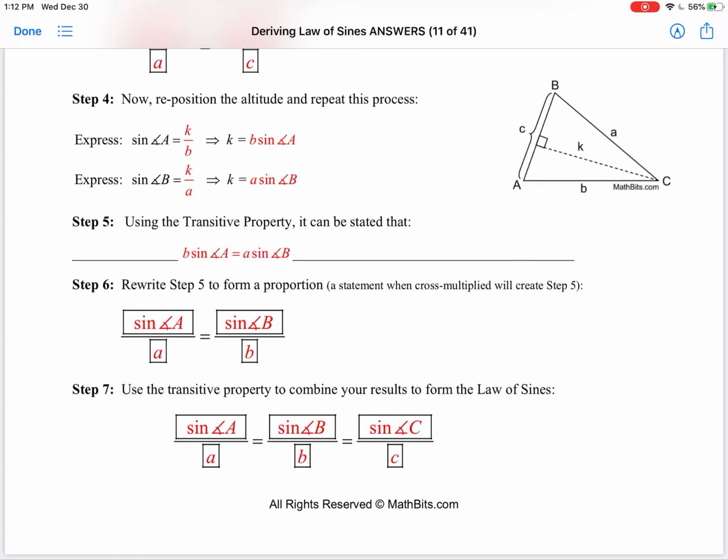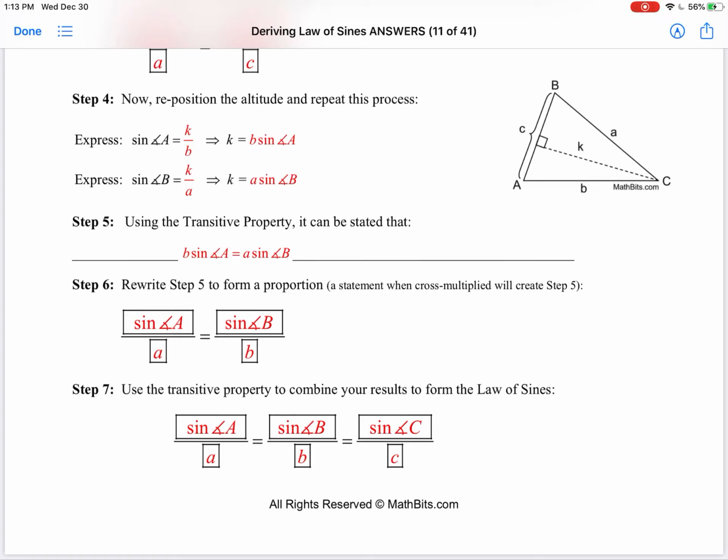Step 5, very similar to step 2 up above. Use the transitive property. Well, if we know K is equal to something and another K is equal to something else, we can set those both equal to each other. So we got B sine of angle A is equal to A sine of angle B. Rewriting, getting our A's and B's on the same side of each other. So we have sine of angle A divided by A equals sine of angle B divided by B.